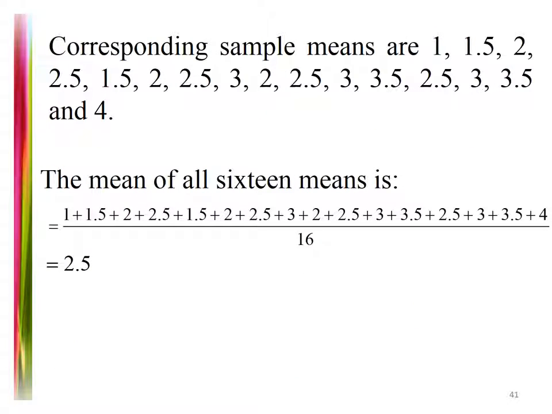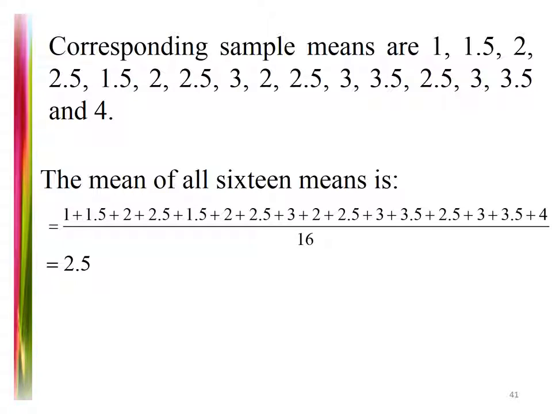Then calculate the average value for each sample. The first sample, 1 plus 1 divided by 2, is equal to 1. And 1 plus 2 divided by 2 is equal to 1.5. Similarly, the last one, 4 plus 4 divided by 2, is equal to 4.